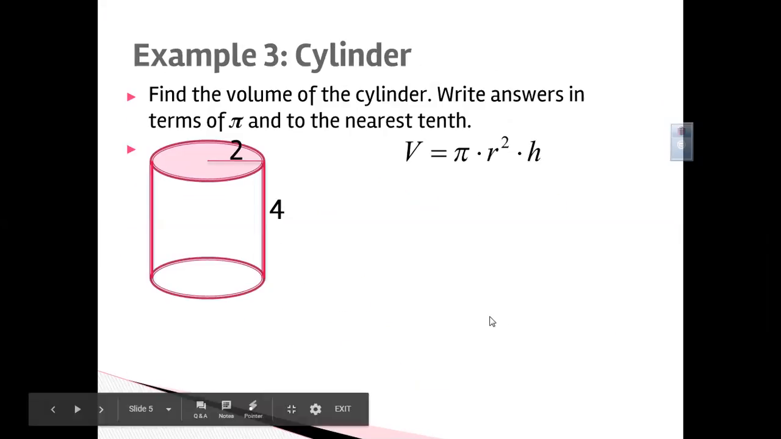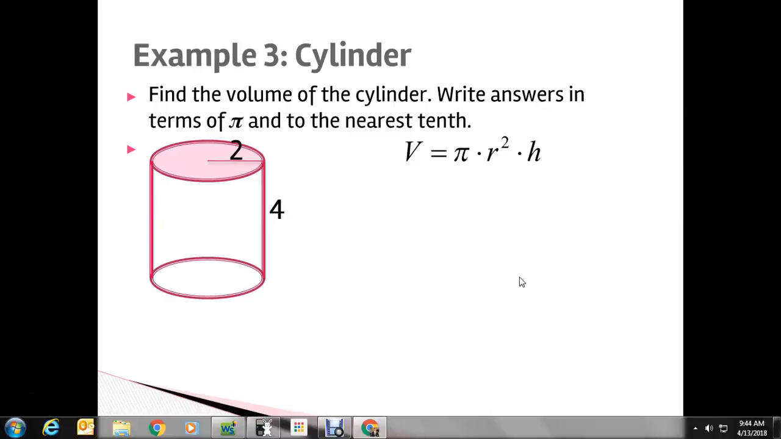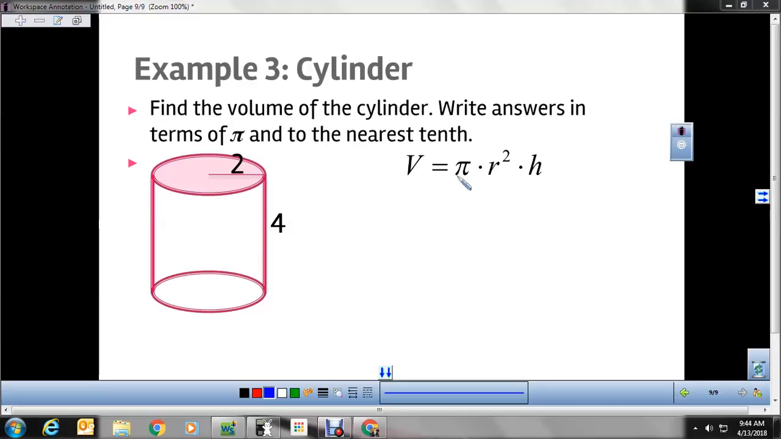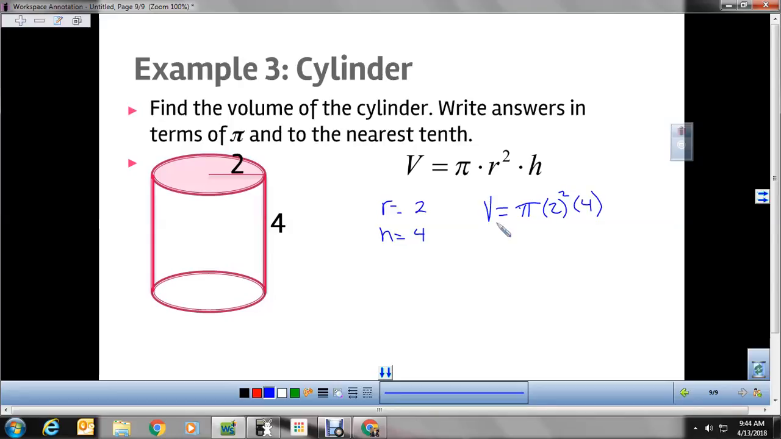All right, so let's take a look at example 3, a cylinder. So we have the volume is equal to pi r squared h, so we need to identify our radius and our height. Radius is 2, height is 4, so volume is equal to pi times our radius, 2 squared, times 4. So 2 squared is 4, and 4 times 4 is 16, so we get 16 pi units cubed.